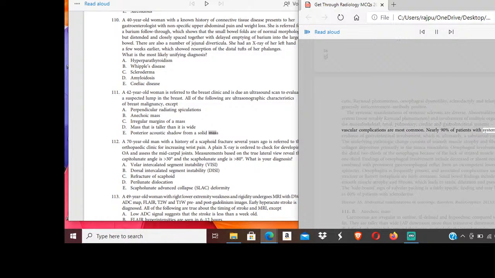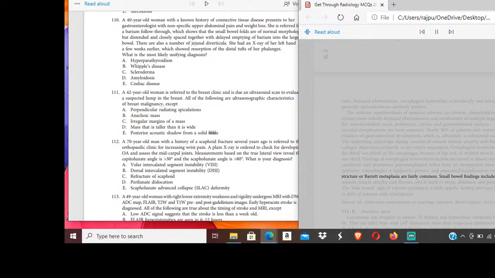Nearly 90% of patients with systemic sclerosis have evidence of gastrointestinal involvement, which is ultimately a substantial cause of morbidity. The underlying pathologic change consists of smooth muscle atrophy and fibrosis caused by collagen deposition primarily in the tunica muscularis. Esophageal involvement typically affects the distal 2/3 of the esophagus because of the lack of striated muscle in the upper 1/3. Findings of esophageal involvement include decreased or absent esophageal peristalsis combined with prominent gastroesophageal reflux from an incompetent lower esophageal sphincter. Esophagitis is frequently present, and associated complications such as esophageal stricture or Barrett metaplasia are fairly common.